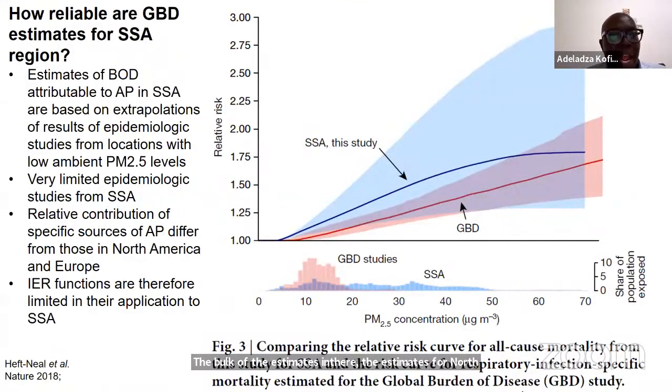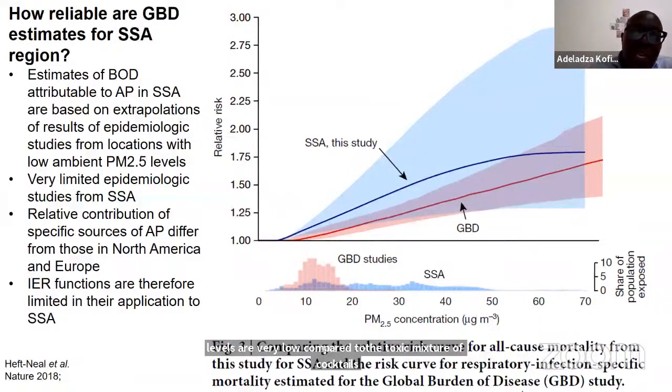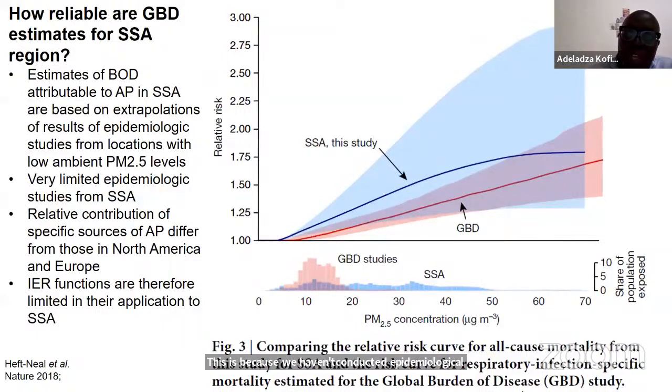So this is the question: how reliable are the global burden of disease estimates for sub-Saharan Africa? And the issues are here. The estimates of the burden of disease attributable to air pollution are based on extrapolations of results of epidemiological studies from locations with very low ambient PM2.5 levels. In North America and Europe, the levels are very, very low compared to the toxic mixture of cocktails and high levels of pollutants that we see in our environment here. And this is because we have not conducted epidemiological studies. There are very, very limited epidemiological studies that emanate from Africa on air pollution health effects. And this is also a huge evidence gap that we need to bridge.